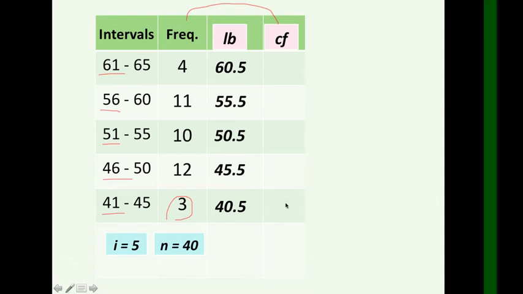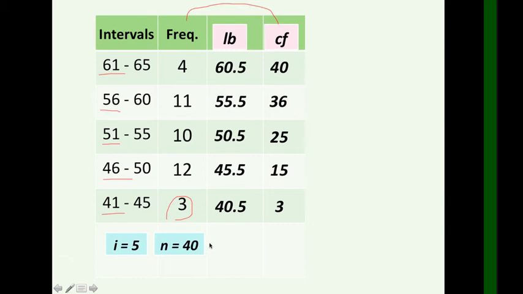So we'll start with 3. 3 plus 12 is 15. 15 plus 10 is 25. 25 plus 11 is 36. And 36 plus 4 is 40. You will know if your cumulative frequency is correct if your answer is the same as the n.